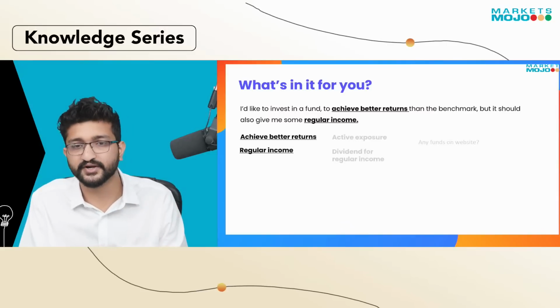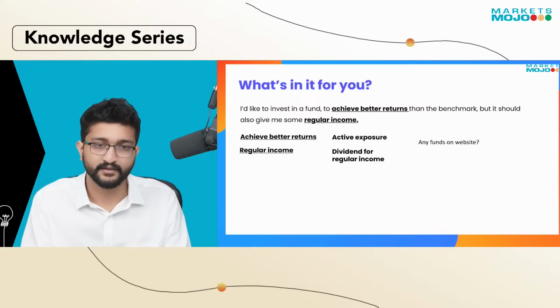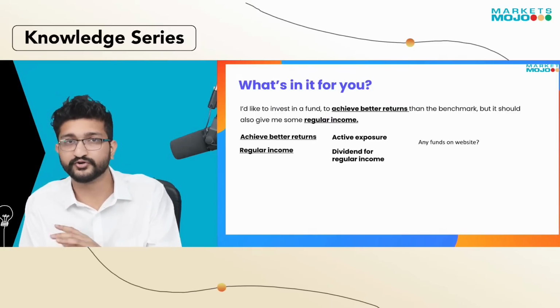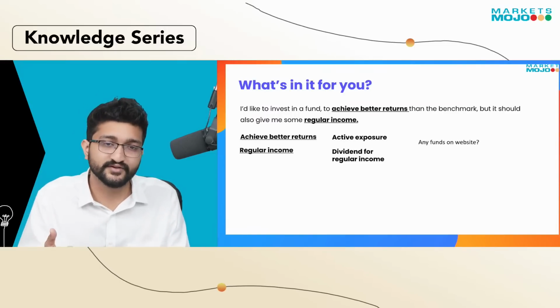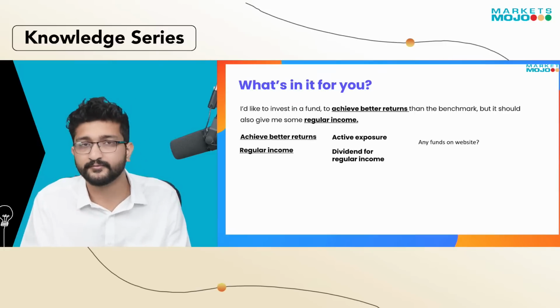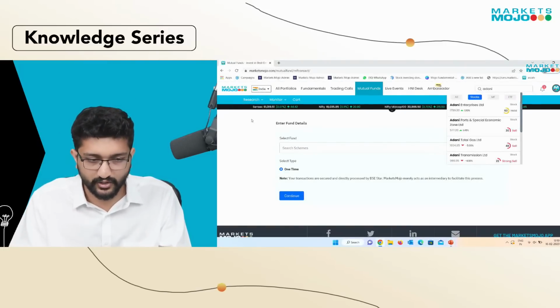Since you're looking at achieving better returns, you'll have to look at an active exposure, not a passive. Since you're looking for regular income, you'll have to look at a dividend scheme, not a growth scheme. So based on what you want, based on your preference, that's how you have to break up and understand what fund you can actually dig for. I'll quickly take you to the website, and I'll show you how you can actually research.